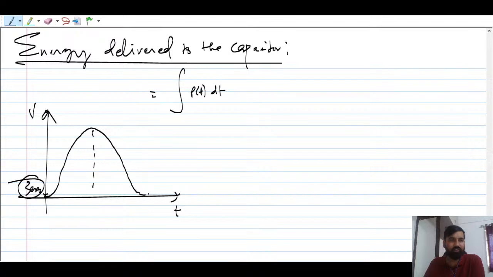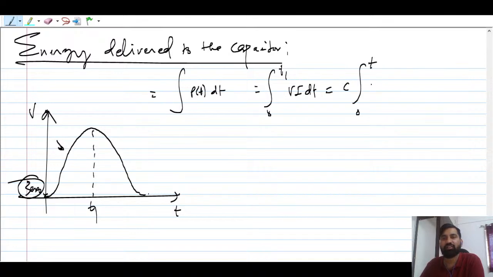Now this is a point, and we can say this is t1. If I integrate from 0 to t1, the energy is going to be absorbed, because the voltage is positive as well as dV by dt is positive, the slope is positive. So from 0 to t1, if I integrate, it is v times i dt, and since C is constant, it is C times the integral from 0 to t1 of v times dV by dt, dt. I think this is clear.